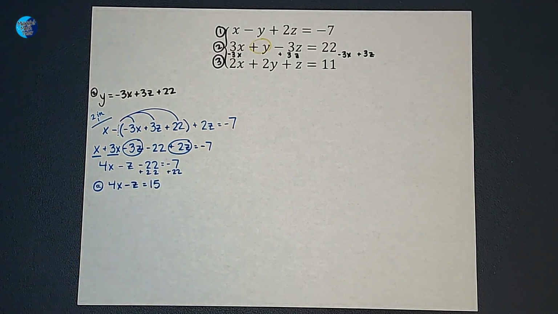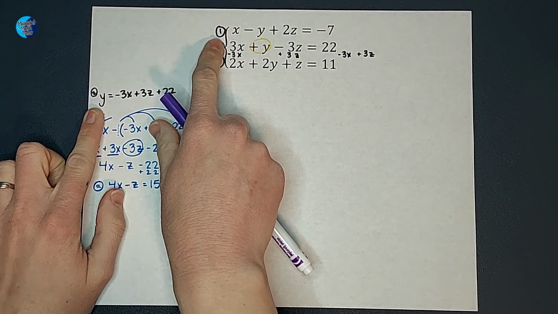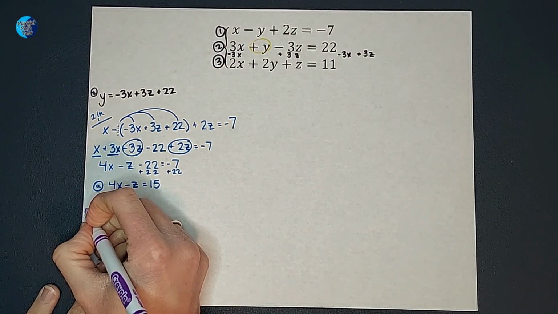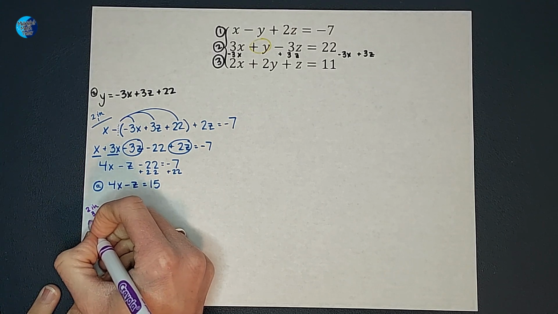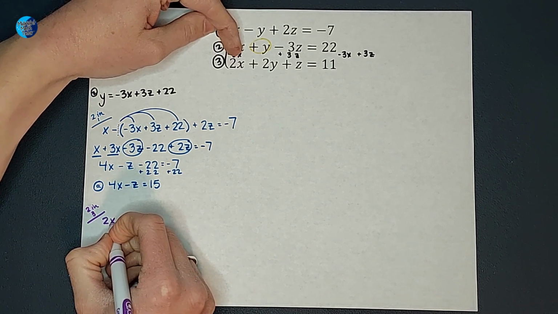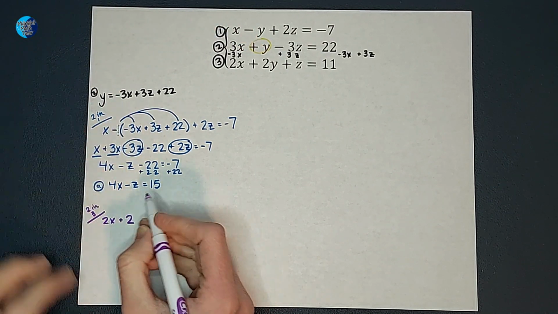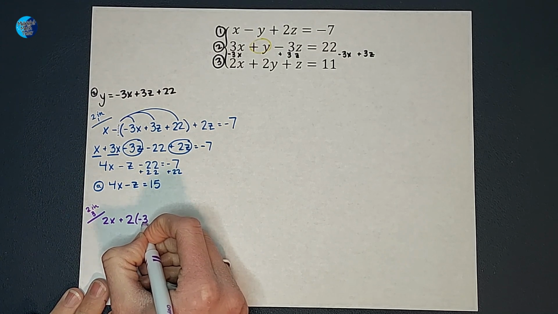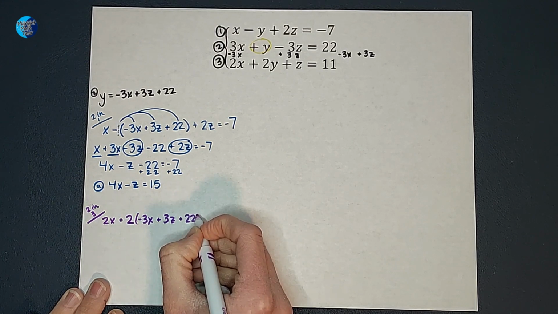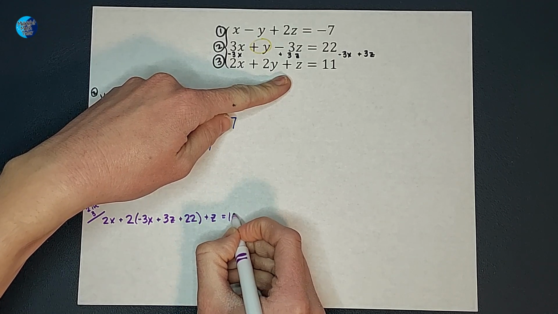All right. Next, I plugged the y from number 2 into 1. Now I need to plug it into 3. So I am plugging 2 into 3. Okay, so here's 3. I've got 2x plus 2y, but we are plugging in this for y. So I've got negative 3x plus 3z plus 22. There we go. That's my y. Plus z equals 11.